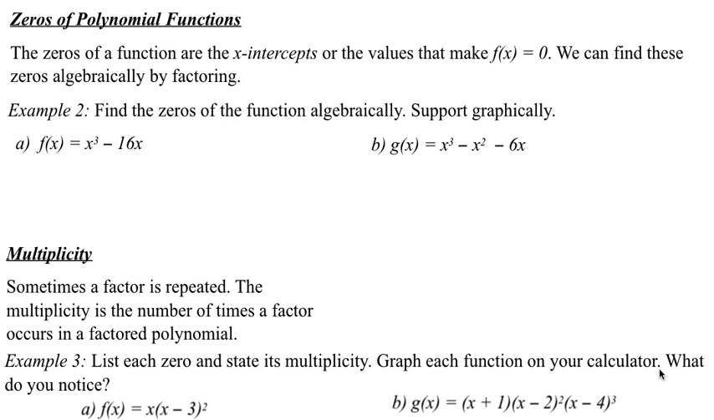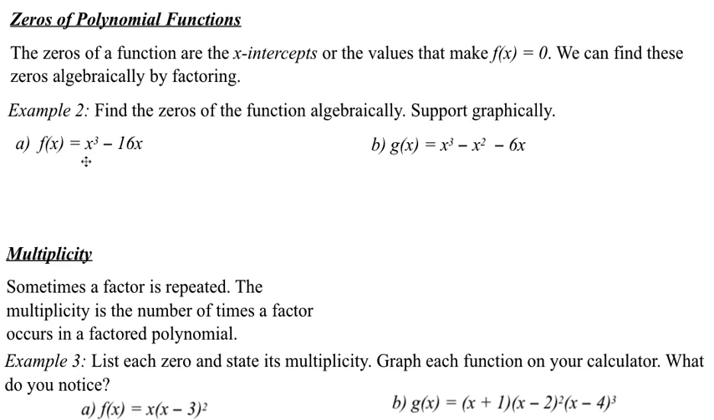The zeros of a function are where it crosses the x-axis, also called the x-intercepts, and they are the values that make the function equal to 0. We can find those algebraically. We've been doing that by factoring. So here's an example where we're going to find the zeros algebraically, and we will look at what the graph of those looks like. In our first example, we have x cubed minus 16x.